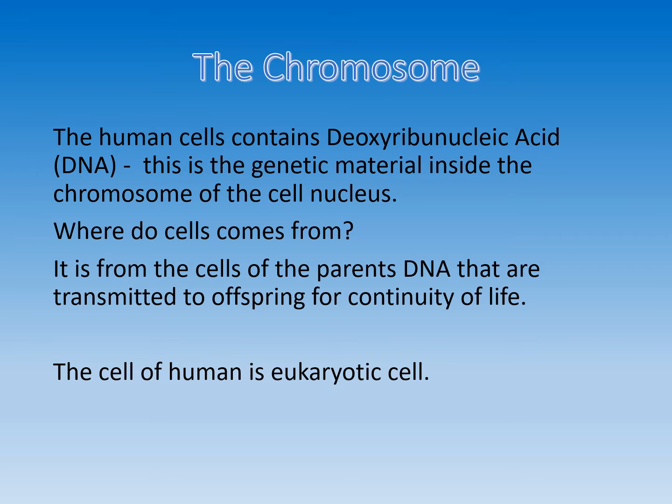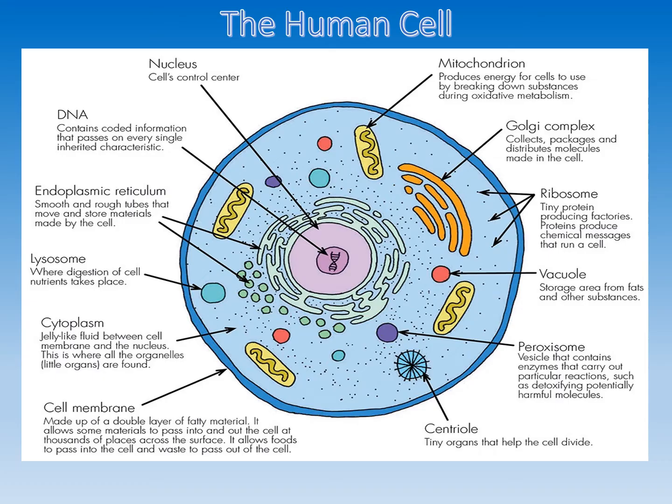So the question is, where do cells come from? This is from the cells of the parent's DNA that are transmitted to offspring for continuity of life. And take note that the cell of a human or an animal is a eukaryotic cell. Talking about eukaryotic cells, it means that it has complex parts and complete organelles. Here is an example of the human cell.